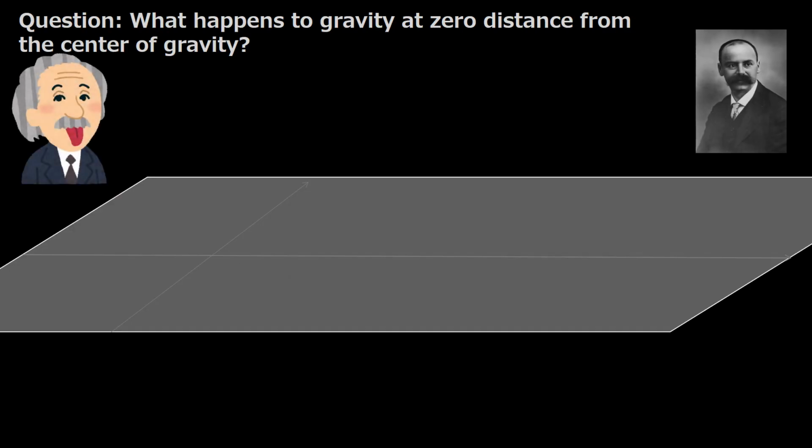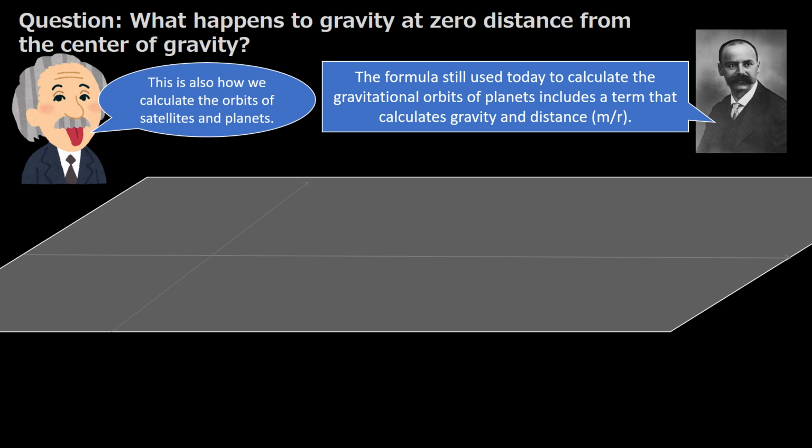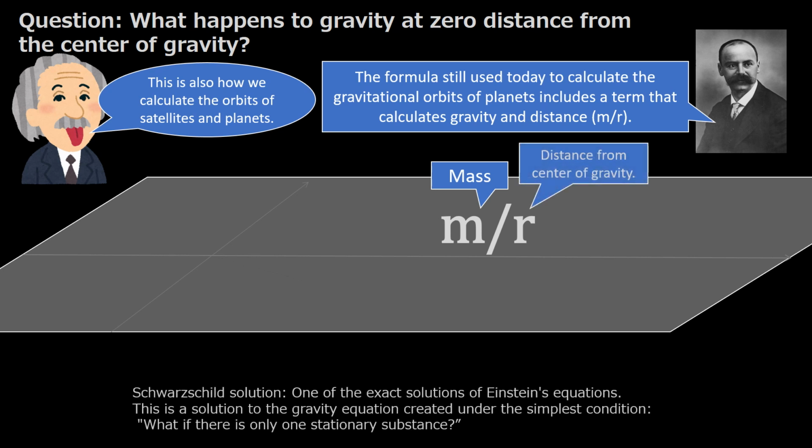Question: what happens to gravity at 0 distance from the center of gravity? The formula still used today to calculate the gravitational orbits of planets includes a term that calculates gravity and distance, mass over r squared. This is also how we calculate the orbits of satellites and planets. Mass, distance from center of gravity, Schwarzschild solution. This is a solution to the gravity equation created under the simplest condition. What if there is only one stationary substance?